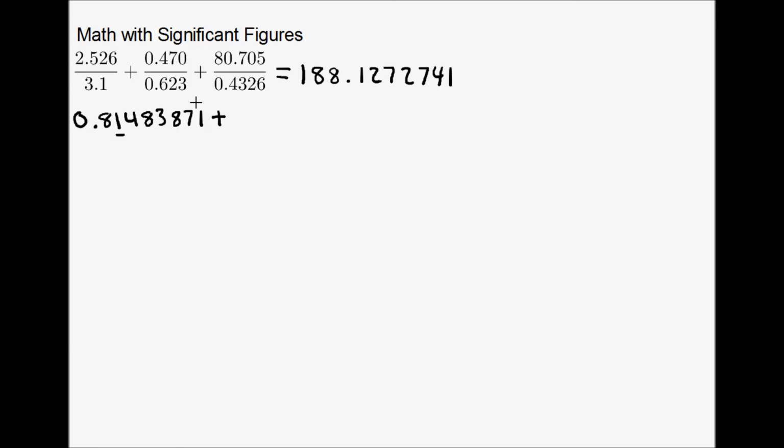Now, next one, 0.470 divided by 0.623. Calculator spits this out as 0.7544141125. 3 significant figures, 3 significant figures. This needs 3. That would have to be rounded to that place there.